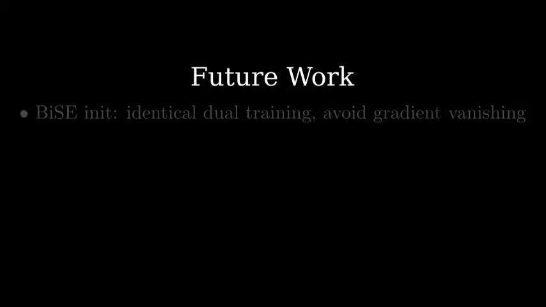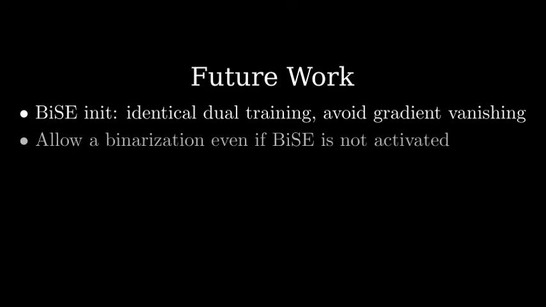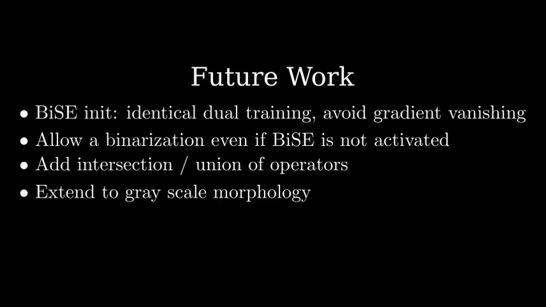To conclude, the B's neuron can learn both erosion and dilation, as well as opening and closing in most cases. For future work, we will study the initialization of the B's to have identical dual training and to avoid gradient vanishing for deep networks. We also want to binarize the network even if the B's is not activated. We will reach more complex morphological operations such as top hats by adding intersection, union, and complementation of operators. Finally, we will extend this network to grayscale morphology.